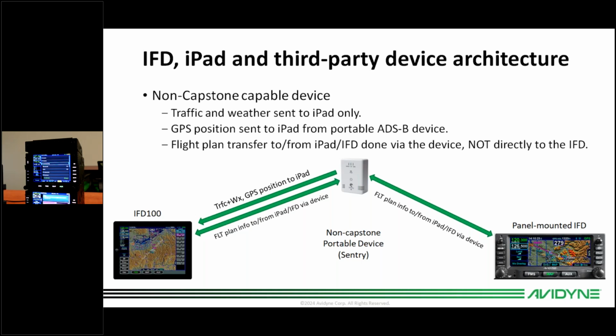And also it could be an antenna problem as well. I mean, depending on how old the GTX 345 is, that could certainly be a problem. But we call that ghosting traffic. Yeah, you're picking up your own ADS-B Out information.